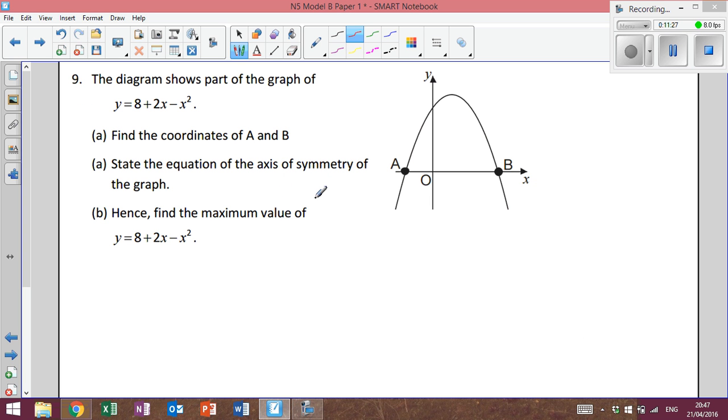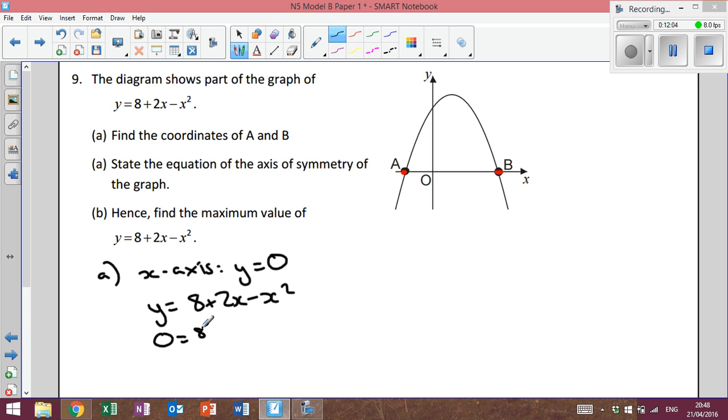Okay, question 9 here. The diagram shows part of this graph, y equals 8 plus 2x minus x squared. Now quite a tricky question, but quadratic graphs, we know all our facts. To find the coordinates of A and B, we know that these coordinates A and B are both on the x-axis. And one of our facts we know is that if on the x-axis, y is equal to 0. So y is equal to 8 plus 2x minus x squared. That really means 0 is equal to 8 plus 2x minus x squared.